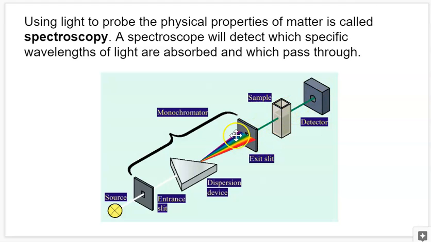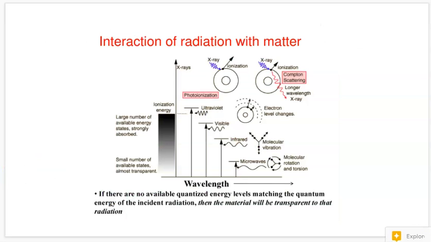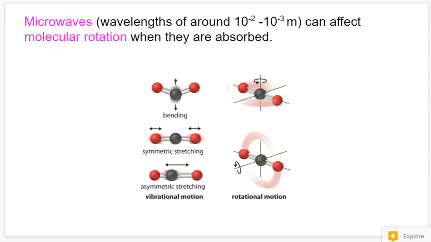And then you'll see all of these different wavelengths of light passing through a certain sample. And whether that light is absorbed or transmitted will then result in a value at the detector of the amount of absorption. So depending on the type of light, the wavelength of the light, the energy of the light, it's going to have different effects on matter. So microwaves, which have wavelengths around 10 to the negative 2 to 10 to the negative 3 meters, from hundredths and thousandths of meters, these usually affect the molecular rotation of a substance when it's absorbed.